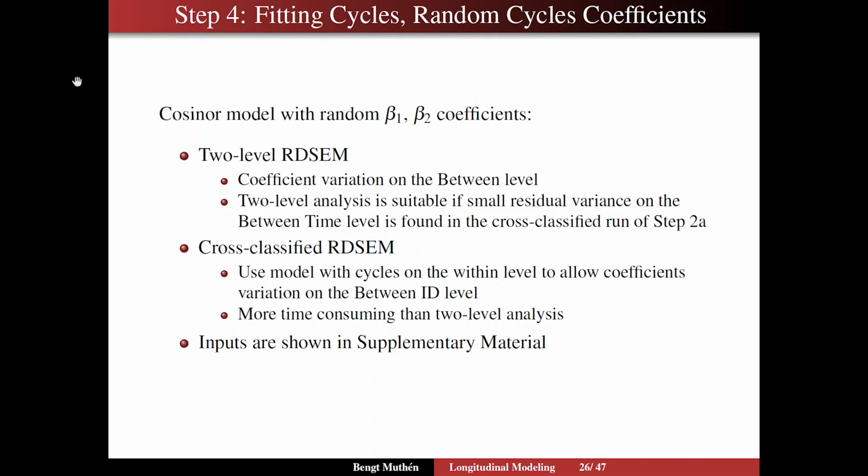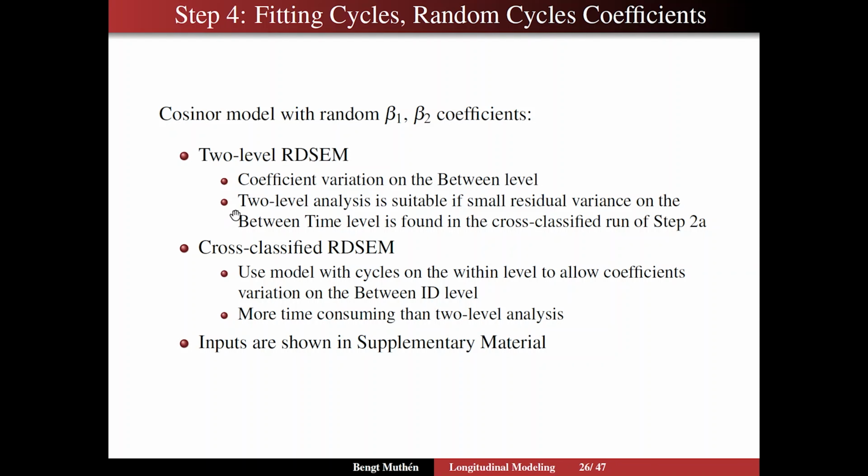We are focusing on two kinds of models here. We know that we have many Cosinor model versions. We have both two-level RDSEM and cross-classified RDSEM and DSEM, and within each we have fixed and random coefficient versions. Now we're focusing on the random cycles coefficient versions. So two-level RDSEM, coefficient variation on the between level. Of course, the Cosinor covariates are on the within level, and that's what gives rise to the residual DSEM notation.